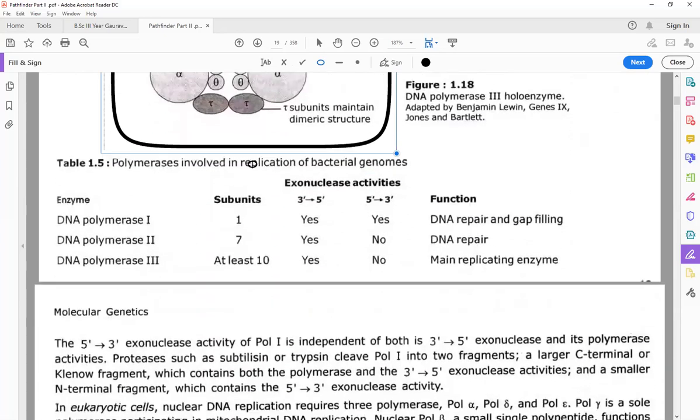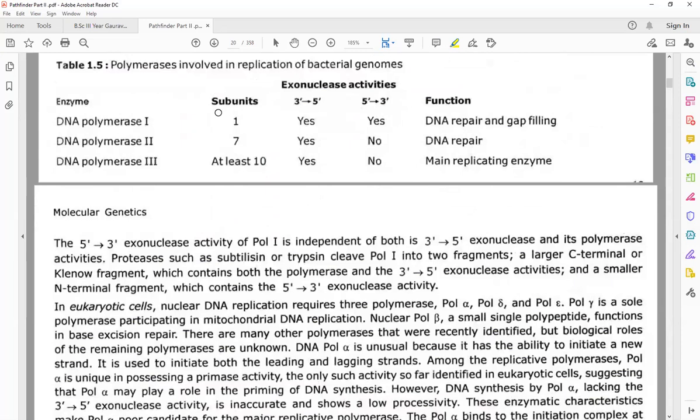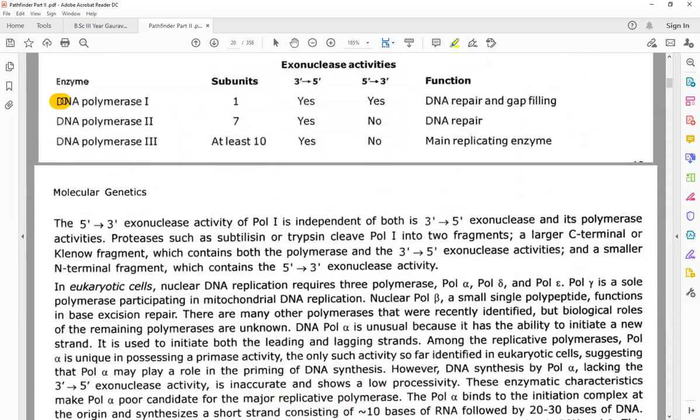Now, please look here. We are going to talk about the DNA polymerases, how DNA polymerases are going to function. The enzyme DNA polymerase can be categorized into three different types: DNA polymerase 1, DNA polymerase 2, and DNA polymerase 3. These are the three different types of DNA polymerases. DNA polymerase 3 is made up of 10 different subunits. It is the main replicating enzyme which is involved in the process of DNA replication.